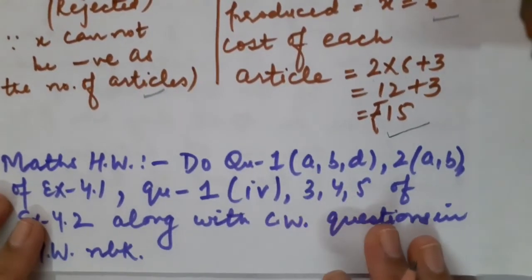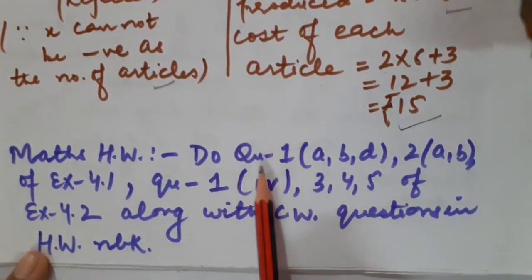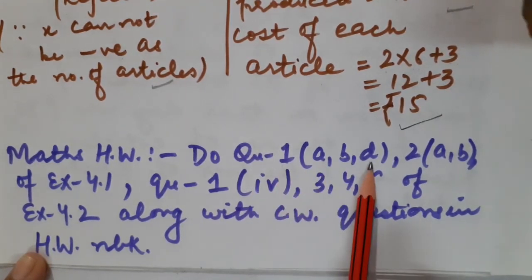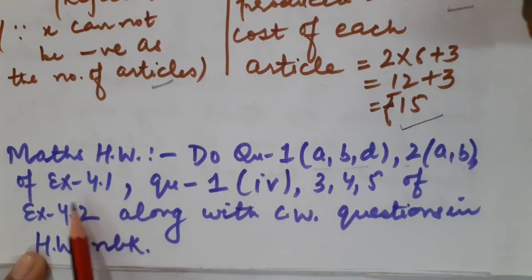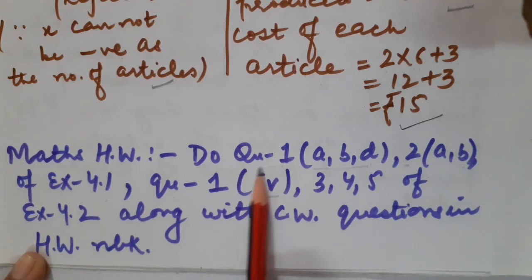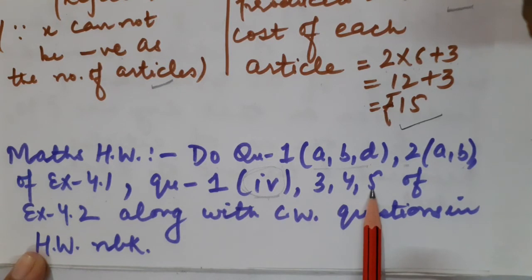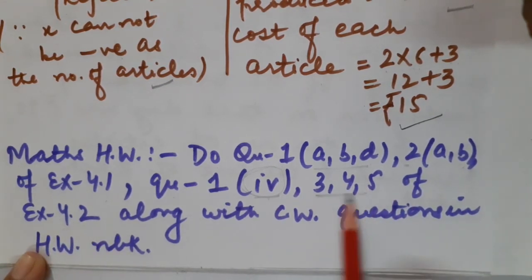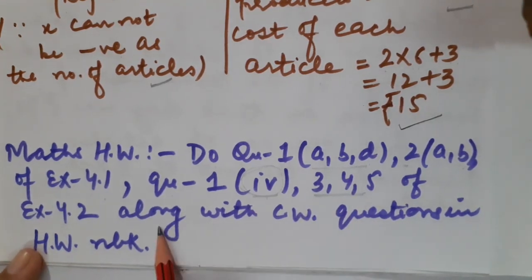Children, you get your mathematics homework. Please note down your maths homework. You have to do question number 1, A, B and D parts. You have to just tell whether the given equations are quadratic or not. Second question, A and B of exercise 4.1. Question number 1, fourth part. This is just based on factorization. Fine. Question number 3, 4 and 5 of exercise 4.2. They are very simple statement sums. As you read the statement, you will be able to form the quadratic equation, along with the classwork questions which I have discussed in today's lecture.